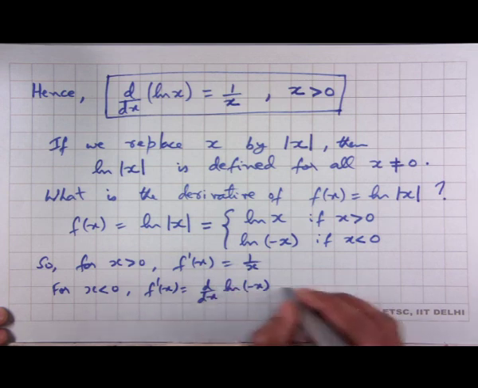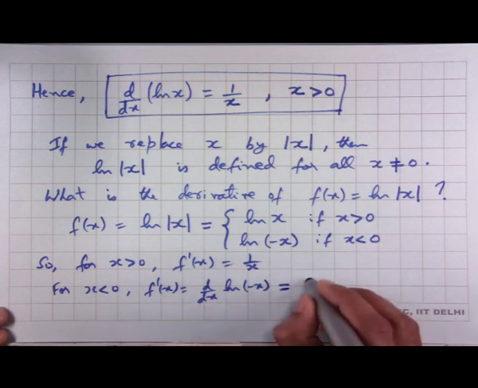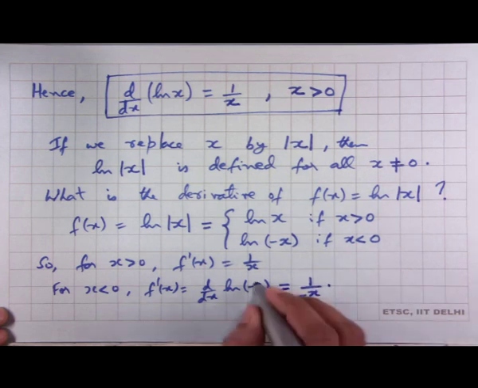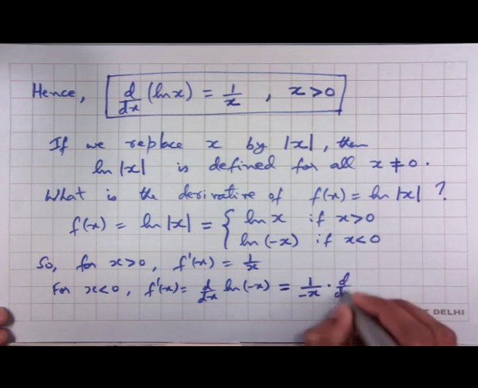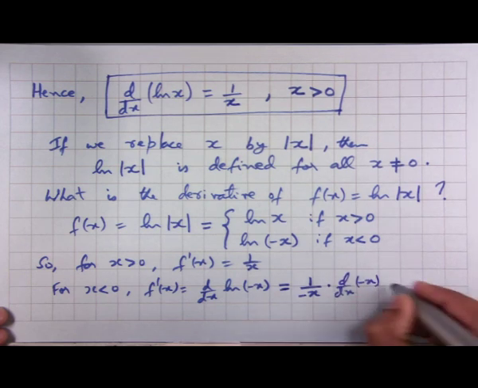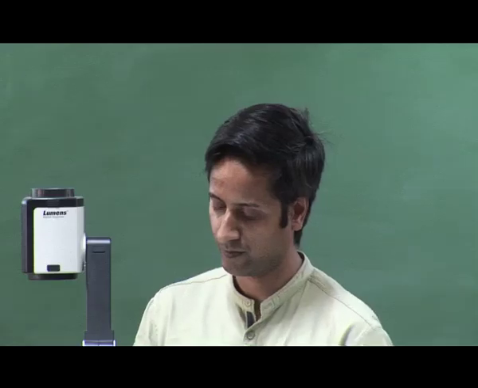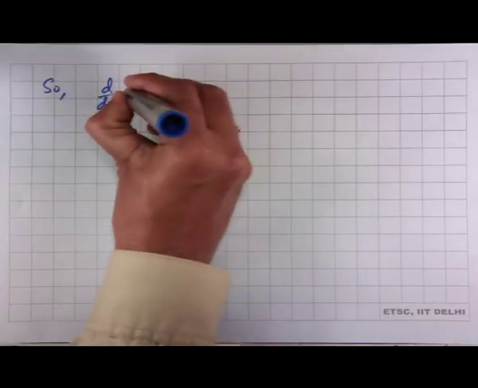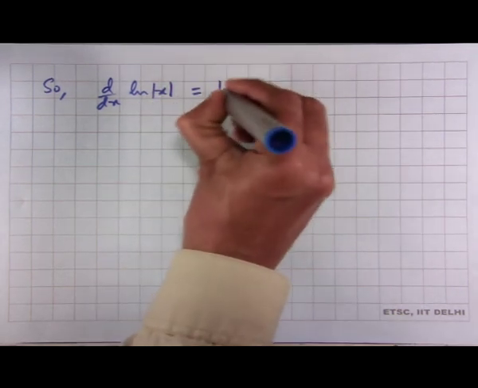Now, this again we can use chain rule, and this is equal to the derivative of ln of minus x with respect to minus x, which will be 1 by minus x, times the derivative of minus x with respect to x, d by dx of minus x, which is minus 1. So, this is again equal to 1 by x. So, d by dx, the derivative of log of mod of x, is also equal to 1 by x.